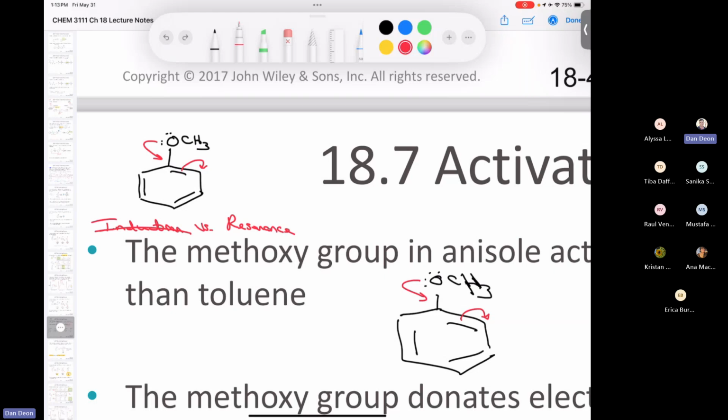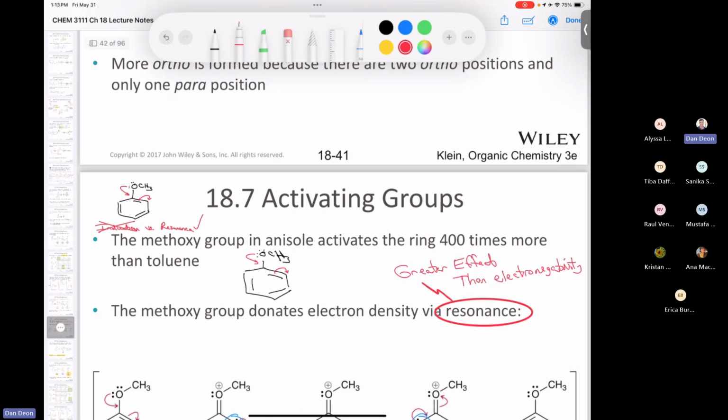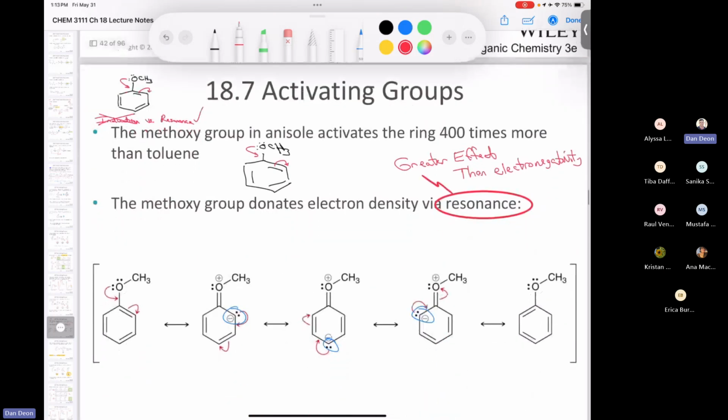So maybe I should cross this out. I'll cross this out, and I'll say resonance almost always wins, and it does in this case. And so it turns out that the oxygen from the methoxy group actually activates the ring and makes it 400 times more reactive than toluene. So we see the resonance forms here.